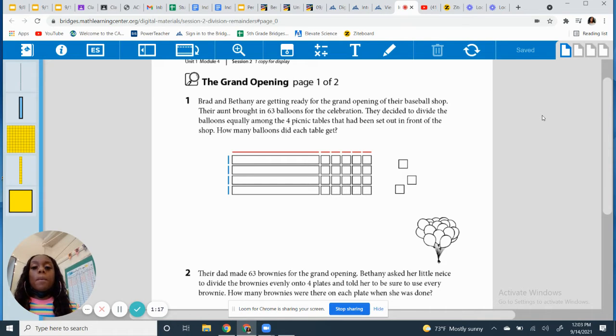So for number 1, Brad and Bethany are getting ready for the grand opening of their baseball shop. Their aunt brought in 63 balloons for the celebration. They decided to divide the balloons equally among the 4 picnic tables that had been set out in front of the shop. How many balloons did each table get? Well, as you can see here, they've already have this worked out, right? However, we do too.